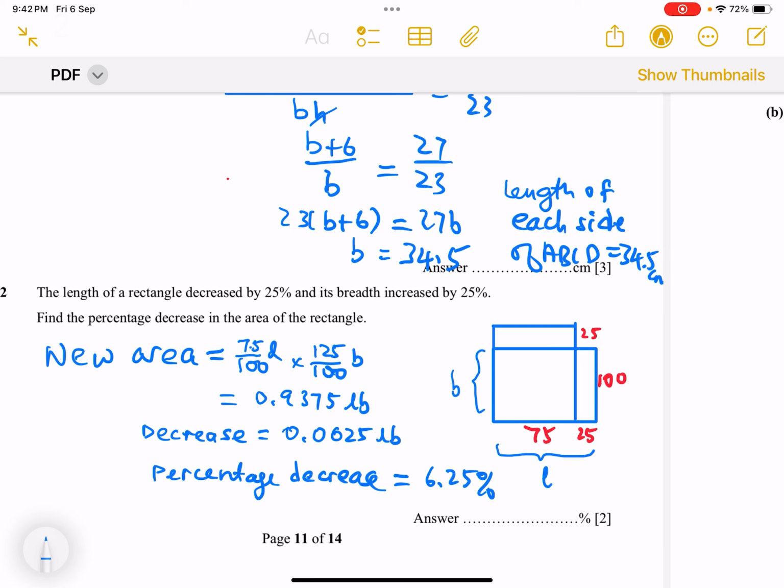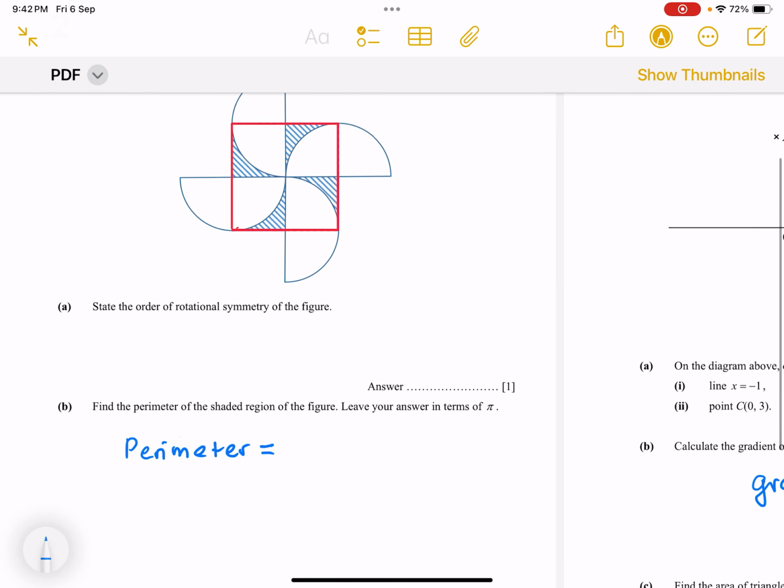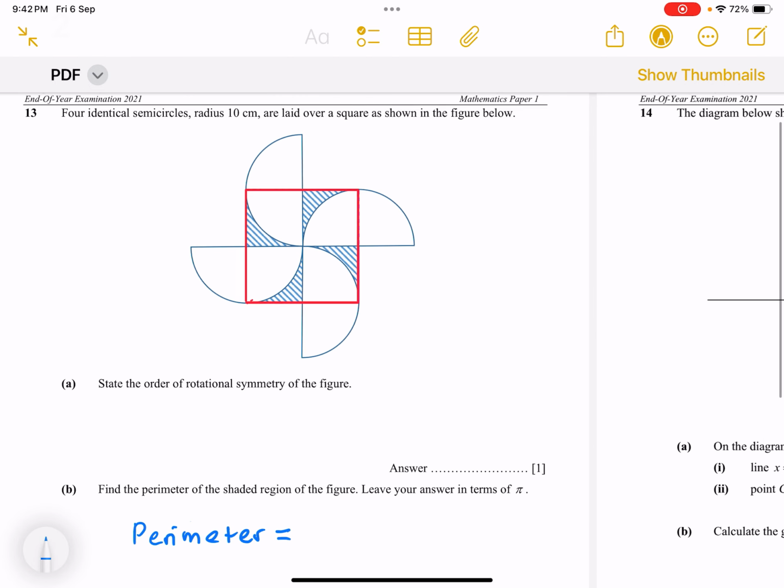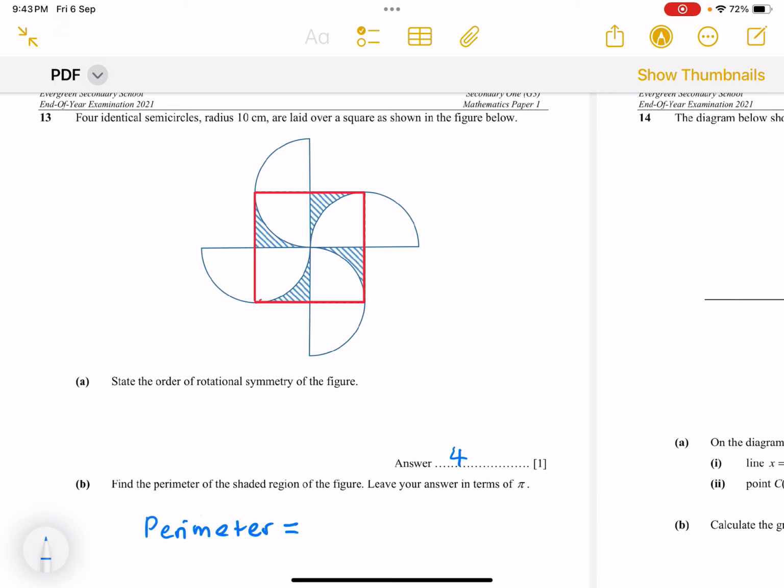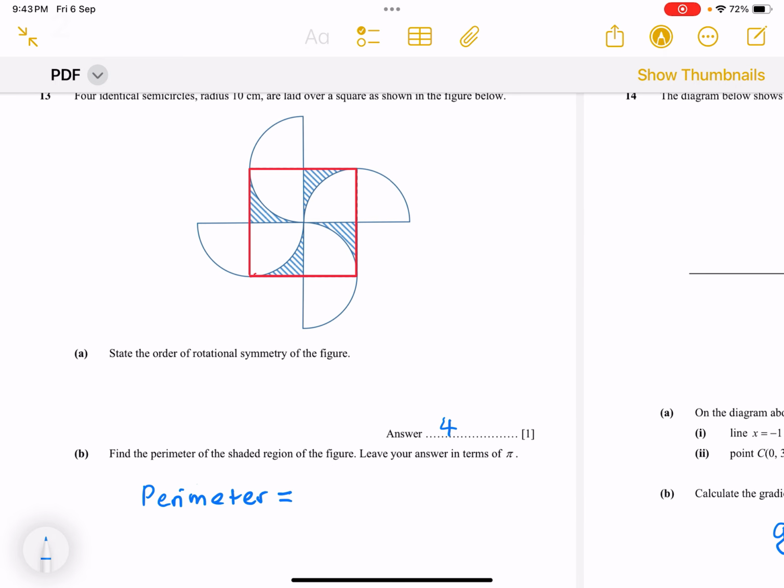Right, we move on to the next sum, and in the next sum we have a figure which we need to find out the rotational symmetry. Rotational symmetry means how many times it can be turned to fit into itself. And this figure is made up from a square, and we know that a square has a rotational symmetry of order 4. So therefore this has the same order as the square, so the order is 4, because we can turn 4 times to fit into the same object.